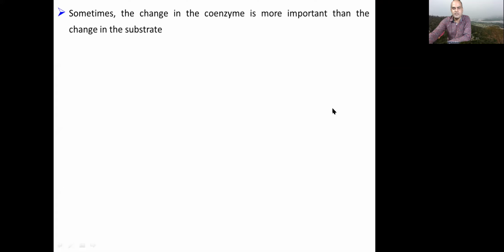Sometimes the change in the coenzyme is more important than the change in the substrate. In the previous example, we saw that the change in the coenzyme is not important; after all, the coenzyme gets back to its original form. But sometimes the change in the coenzyme is more important than the change in the substrate.